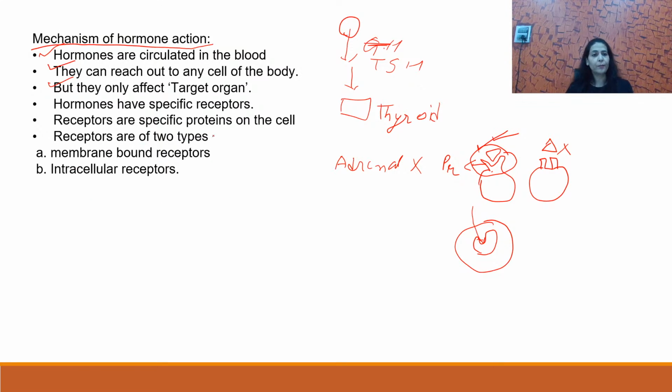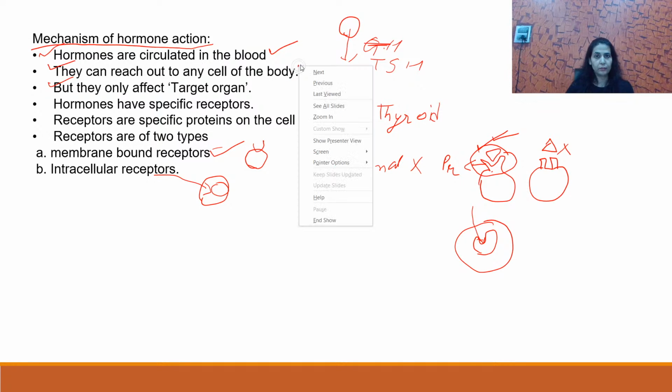Okay. So receptors are of two types. They are attached to the membrane. This is a membrane-bound receptor, and they are present inside the cell. These are intracellular receptors. All right. Is that okay? So the hormones are circulated in the body. There is no doubt. We are moving ahead.